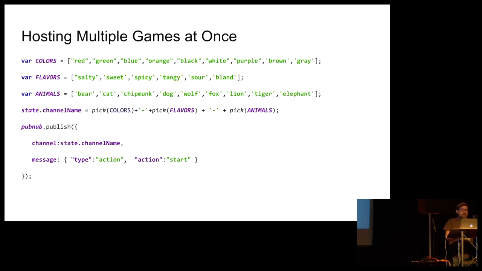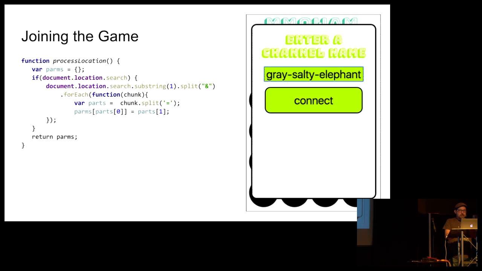In this case, I'm publishing a message where the type is action and the action is start. And that will be sent to all the players saying it's time to start the game. So now we have a channel for our game. How are you going to join it? Well, in the client, we could put up a nice little dialog box and ask them to type it in.